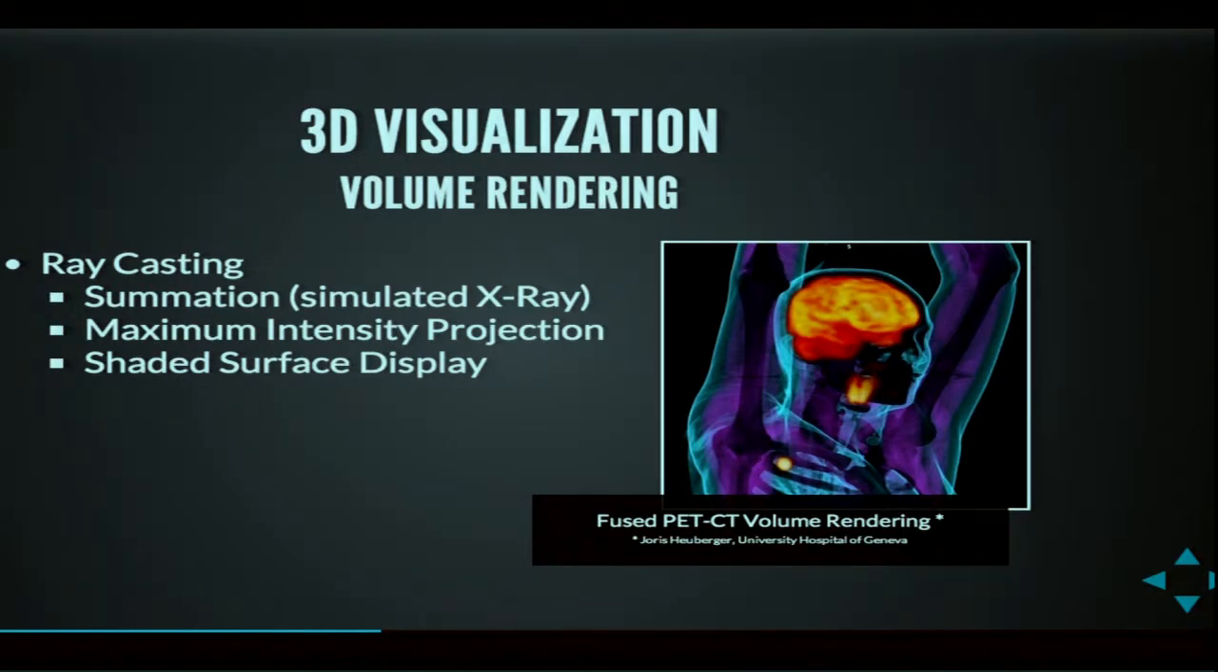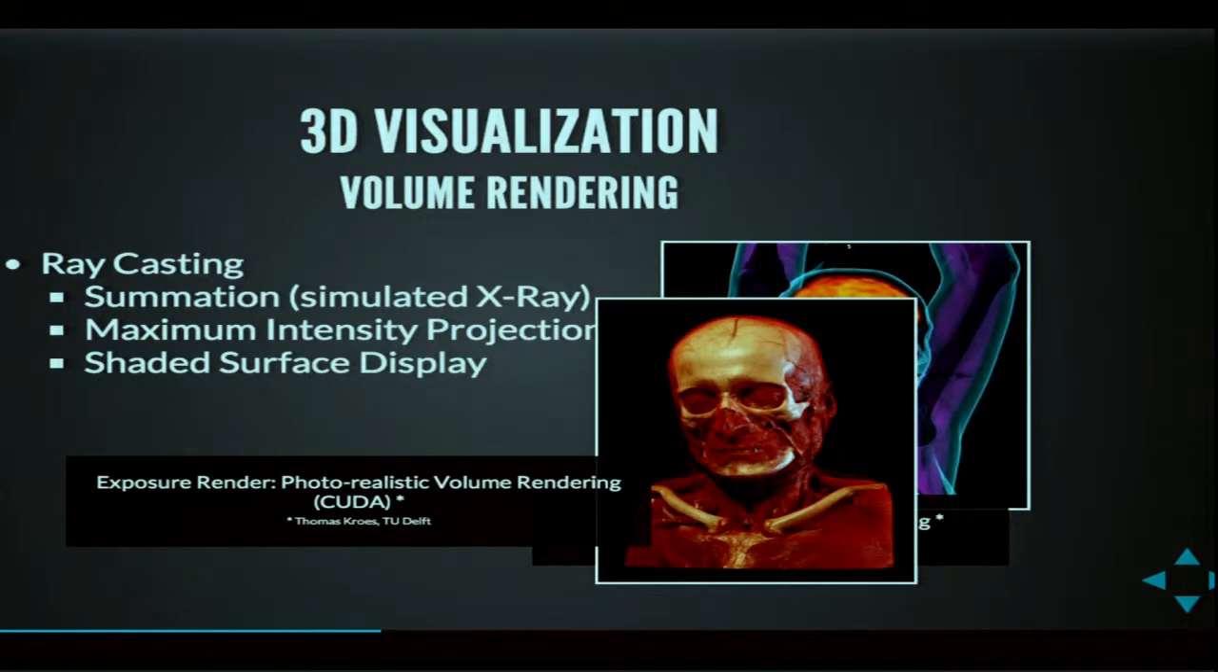But my favorite is the shaded surface display. The shaded surface display gets really nice images. This one is a volume rendering, but I wish the resolution would be a little bit better. But it looks real. It looks like somebody just took the skin off. I'm very impressed by this research. It's called Exposure Render, photorealistic volume rendering using CUDA, from colleagues in the Netherlands. And that's very amazing work.